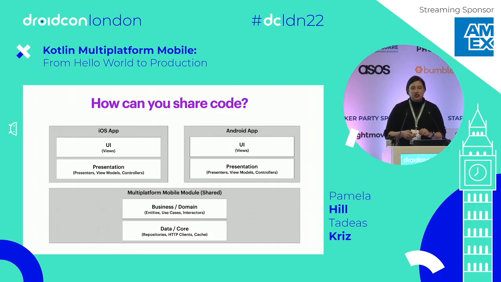I mentioned that you can share code between platforms and that the choice is yours on what you share and what you don't share. But there are common scenarios of use of code sharing. In this slide, you can see that we're sharing the data or core layers and also the business and domain layers. But we decided not to share the presentation layers and also not the UI layers of the views.